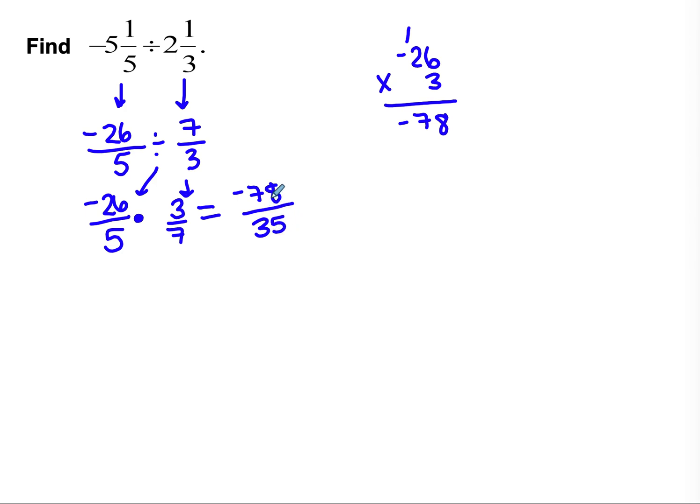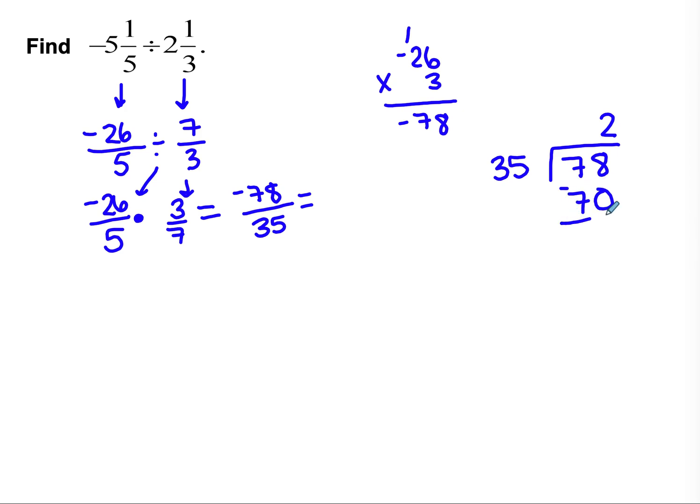Okay, so now I need to take that and put it back into a mixed number. Again, my numbers are kind of big, so it might be a good idea to go ahead and just write out the division off to the side. 78 divided by 35. You might have to do some guessing and checking, because our numbers are kind of big. I know 35 goes into 78 2 times, and that 2 times 35 is 70.